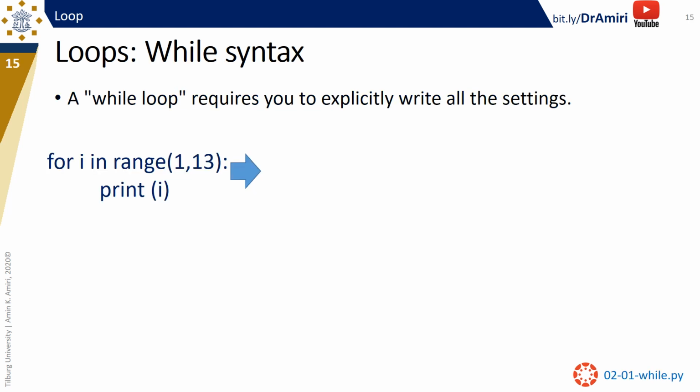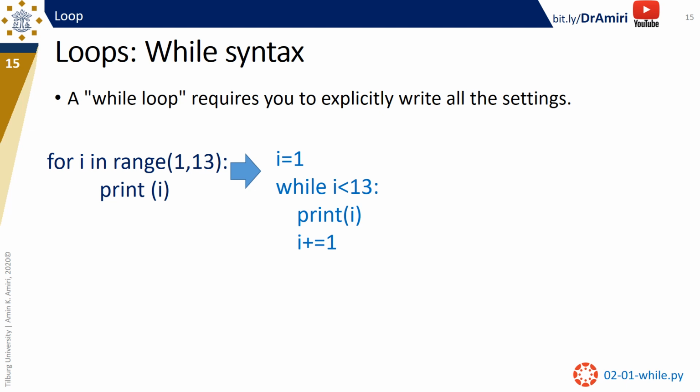The while loop is very much similar to the for loop. The catch is that you need to explicitly write all the settings. So if we have a for loop that you just saw in the previous slides, you need to turn that into a while loop. You need to use the first argument of the range and set I with that, I equals 1. Then you have to write the while clause using the second argument of the range function and the I.